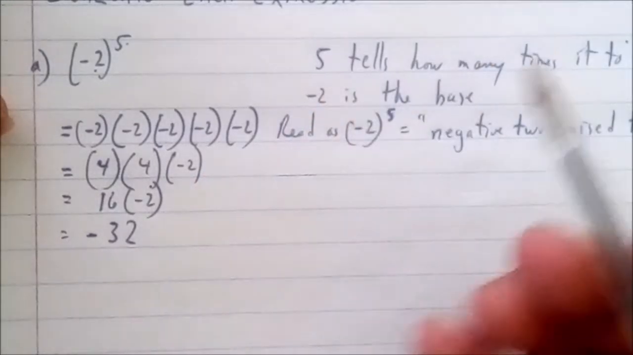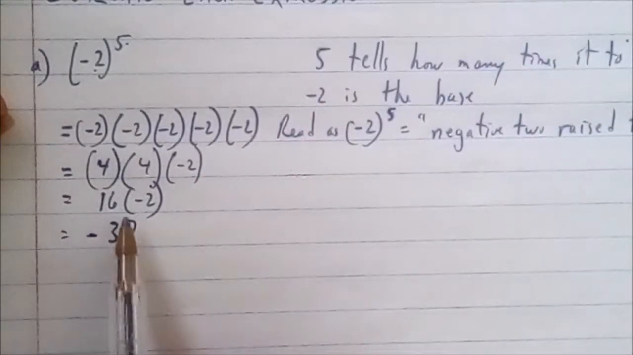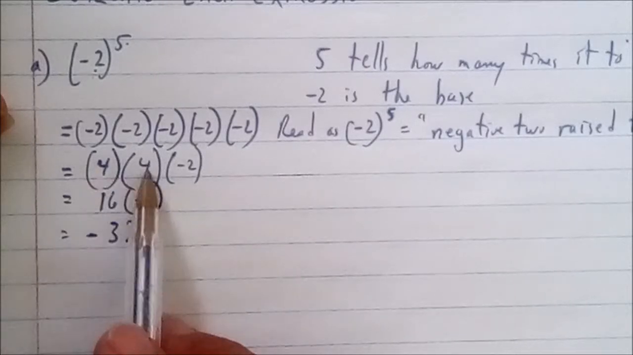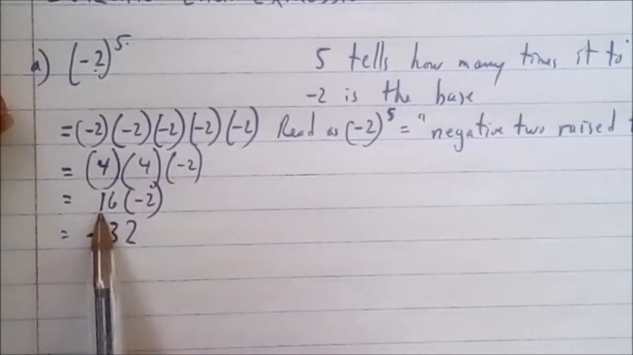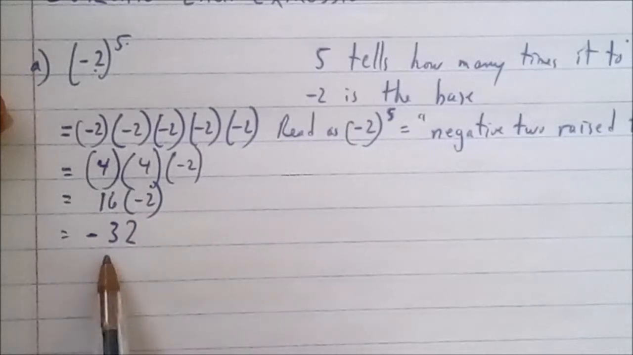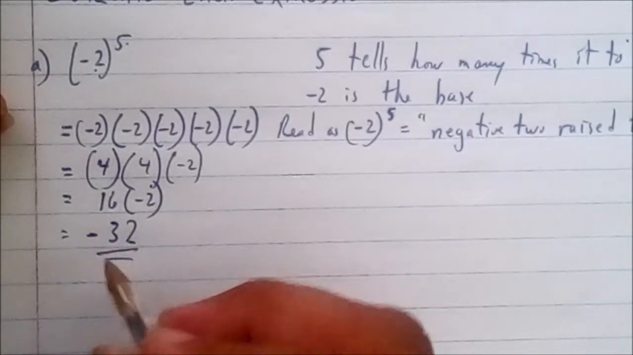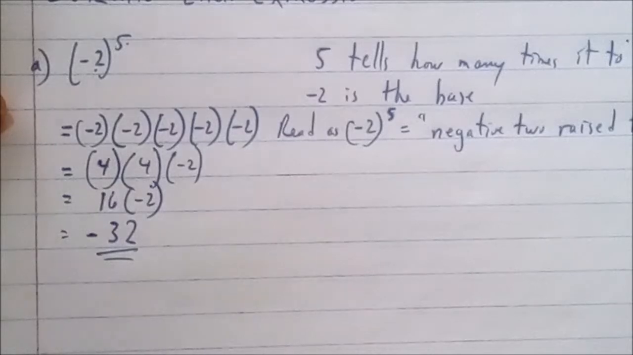But remember, we usually start from the left going towards our right. Then we end up with 4 times 4 times negative 2. We said 4 times 4, that gives us 16 times negative 2, which gives us negative 32, and that's our solution for that particular problem there.